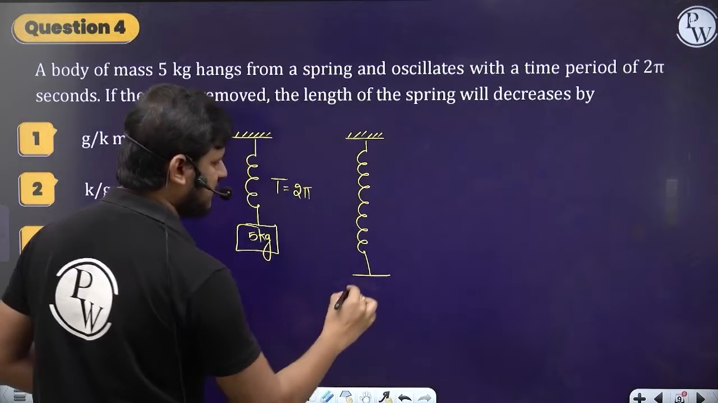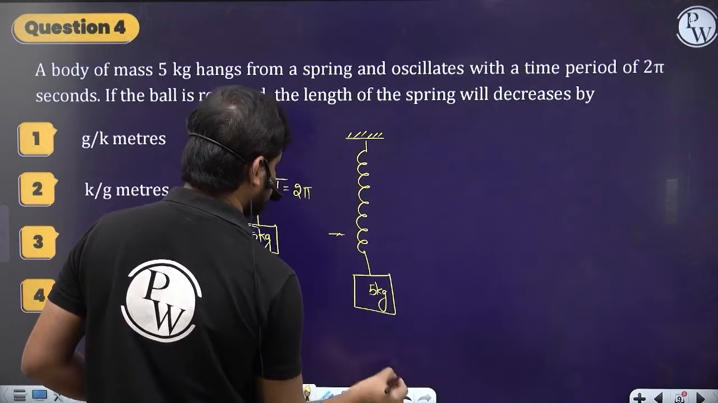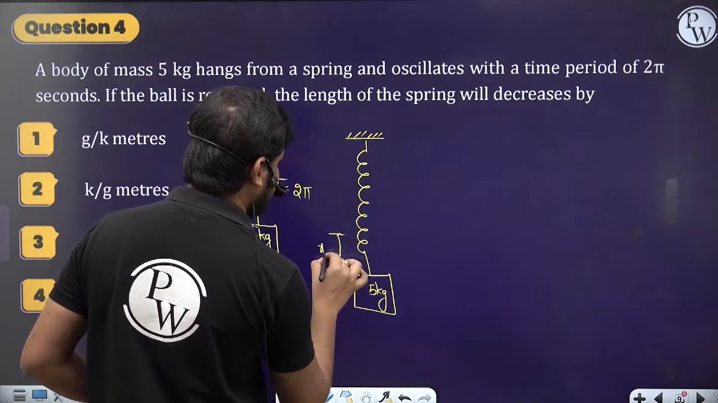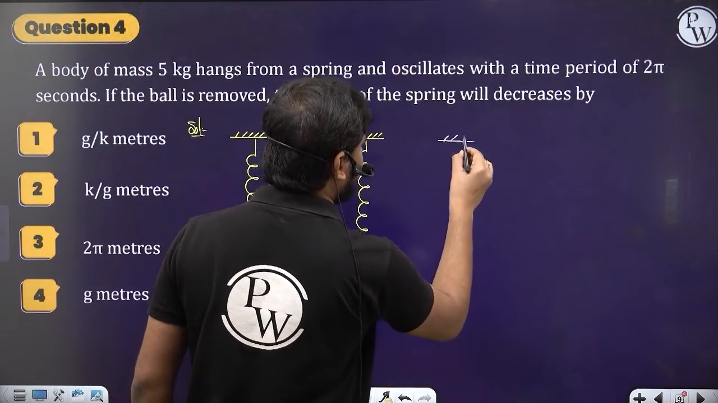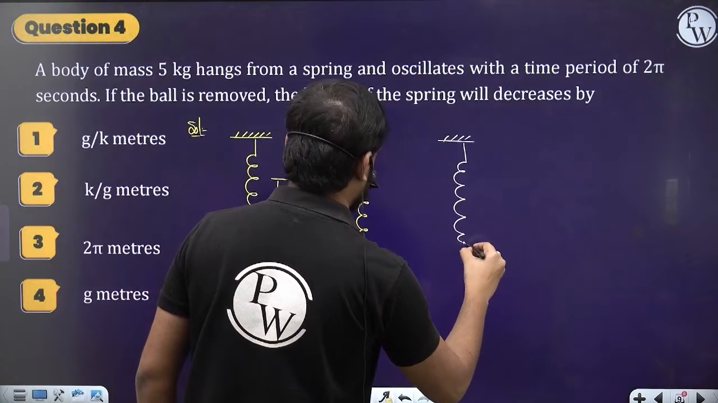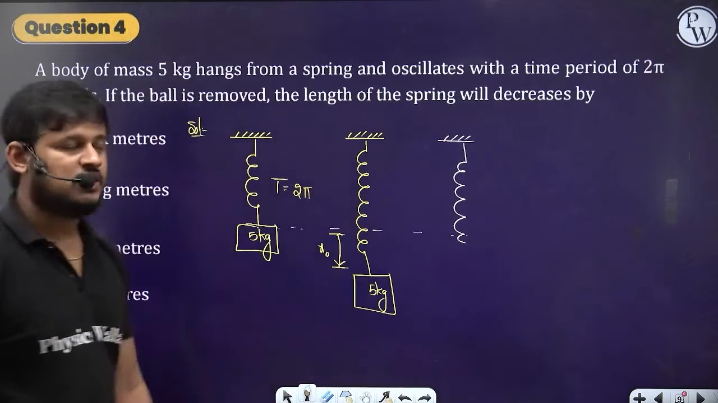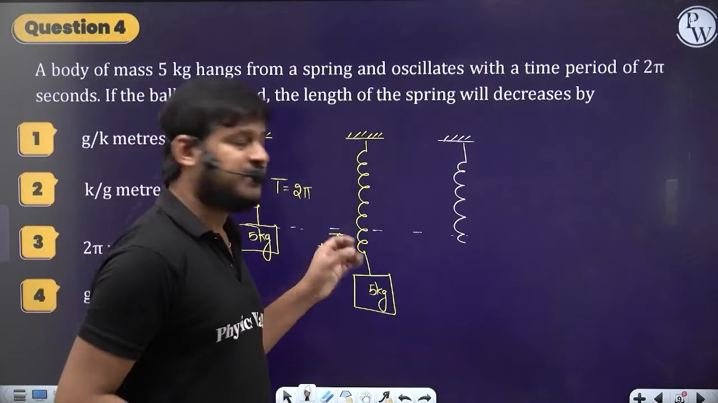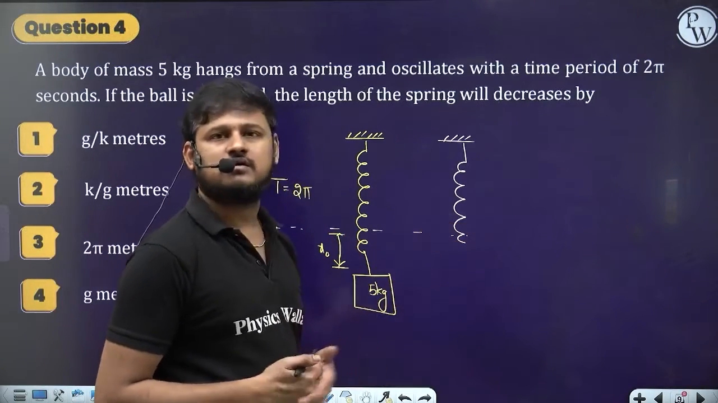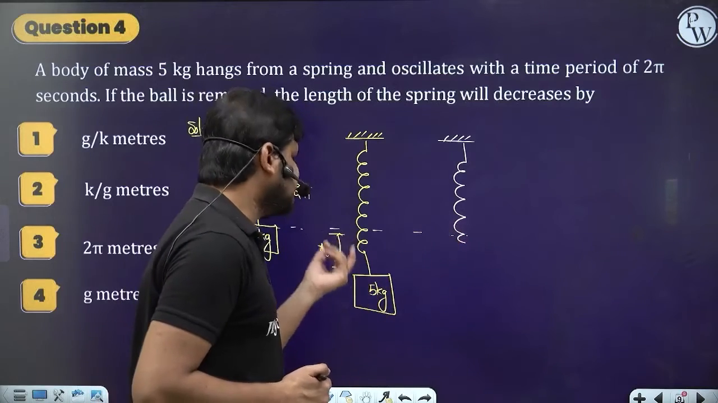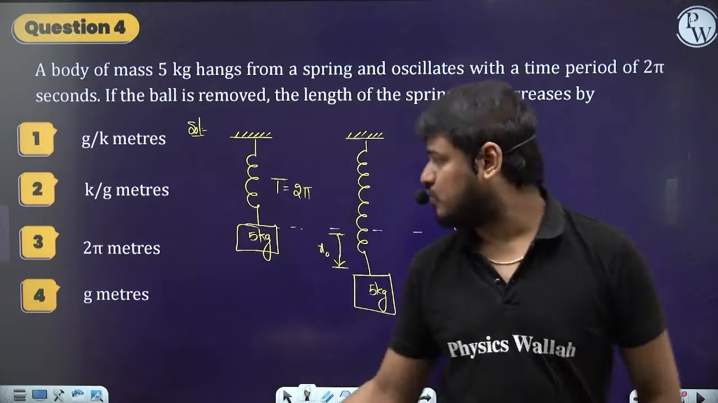So when you release this one, it comes to the equilibrium position, and the 5 kg mass is suspended, extended by x naught. When you remove this 5 kg mass, it again goes back to the mean position, its original position. If there is no mass attached, what is the elongation in the spring? It is x naught when the mass is attached. When you remove that mass, it will come back to its original position, that means its length decreases by x naught. So we have to find what is this x naught.